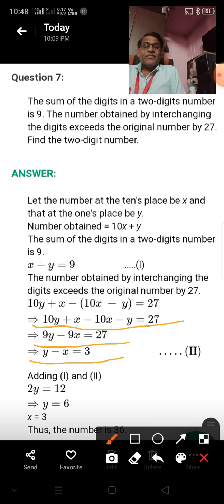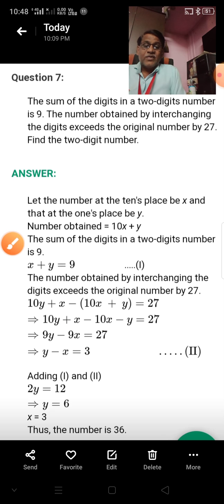Now what is y? The units place digit, that is y, is 6. Then what is x? When we substitute this value of y in equation 1, you get x is equal to 3. So you get the tens place digit and the units place digit, and the number is 36. The units place is 6 and the tens place is 3, meaning 30 plus 6 is 36. In this way you can find out the 2-digit number.